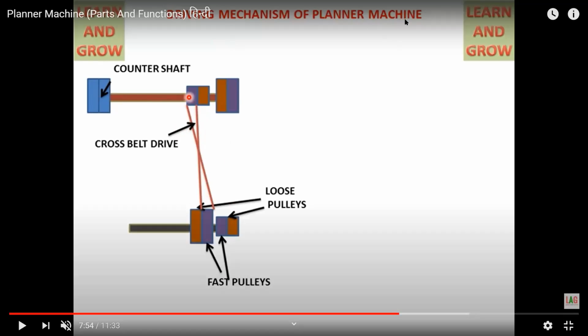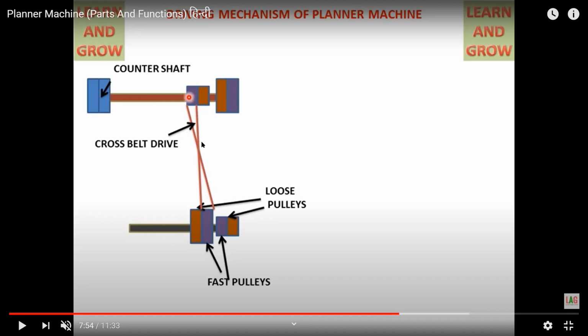So once again I am repeating it because it is a very important mechanism. See, this is a shaft, right? To the shaft we have two smaller pulleys and two larger pulleys. On the other end I have two pulleys. These two pulleys act as a counter shaft, okay. And in the bottom I have a shaft, and these are bigger pulleys and these are smaller pulleys. So we have totally two kinds of pulleys here.